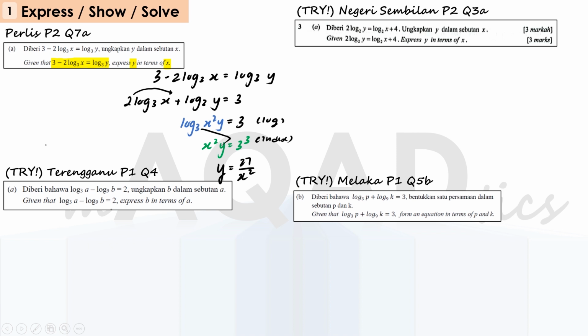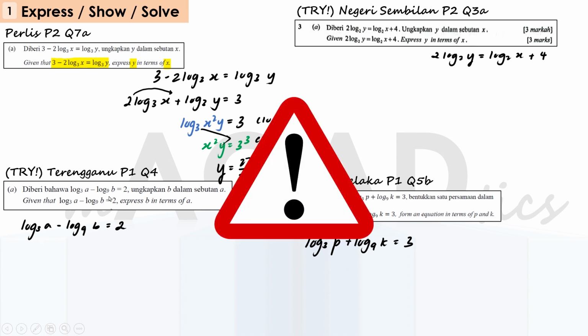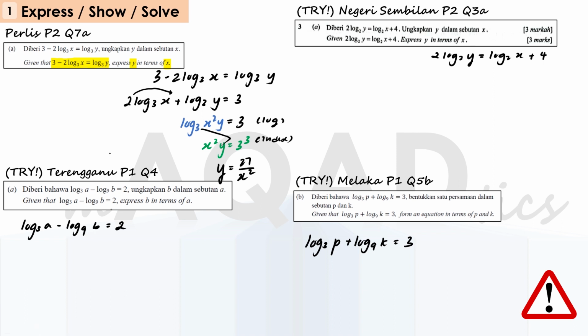So I hope you all have tried out the questions. Okay, so for the Terengganu and Melaka question, if you look at their base, they are different. Okay, so how to change the base effectively? So I would like to share you all some tips. So the first one would be, usually I would recommend students to change the large base to the small base. So for example, for this one, I would like to change 9 to 3.